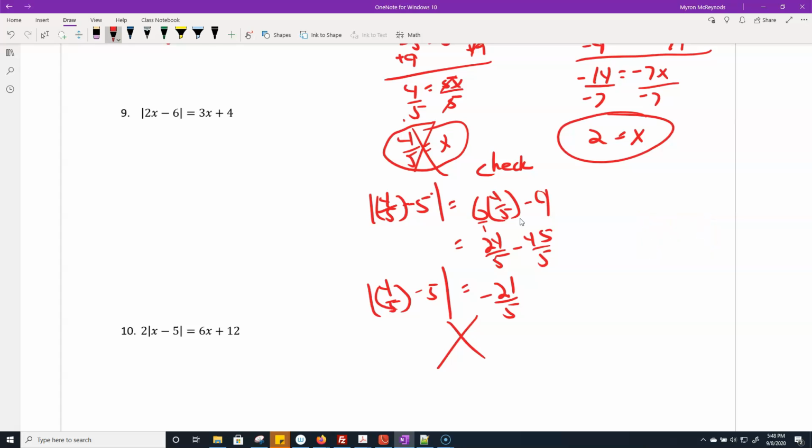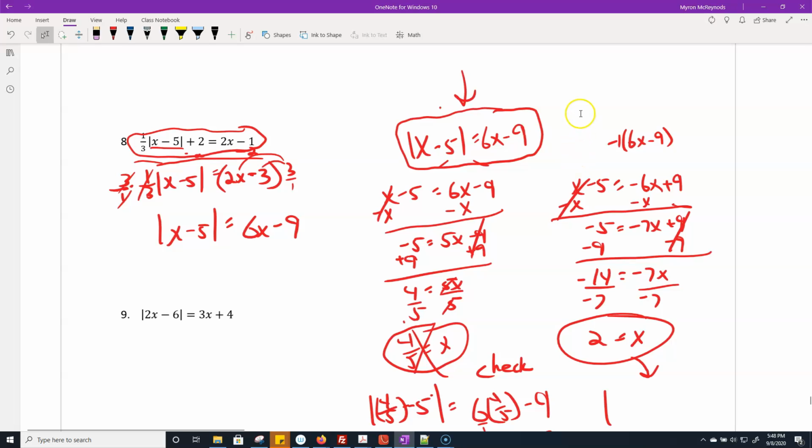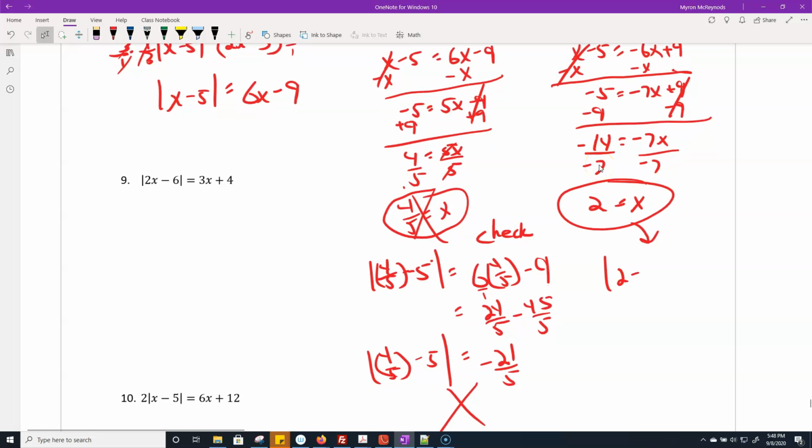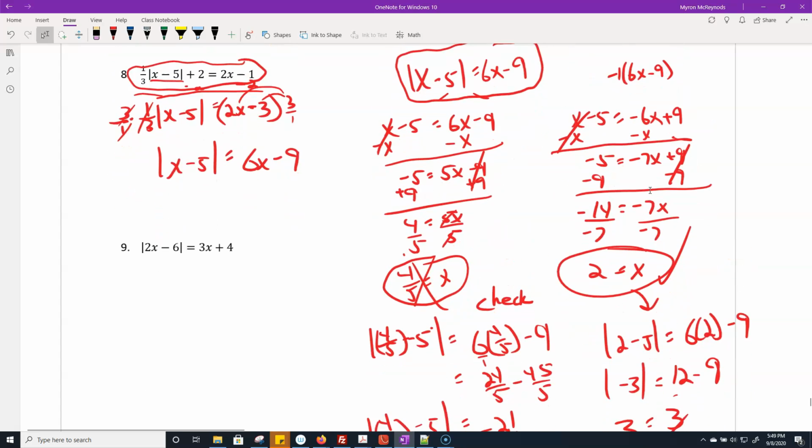Now let's plug in 2 now. Let's plug in 2 over here to this same equation. Remember, I'm going off this equation right here, the absolute value of x minus 5 equals 6x minus 9. So 2 minus 5 equals 6 times 2 minus 9. And 2 minus 5 is negative 3, absolute value, equals 6 times 2 is 12 minus 9. The absolute value of negative 3 is just 3 equals 12 minus 9 is 3. That one checks out. So the only valid solution for number 8 is x equals 2.